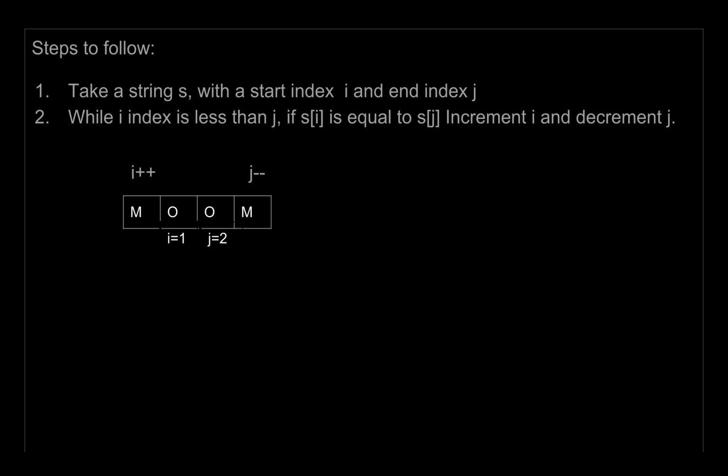Again we compare their values and we do this till i is less than j, that is i and j do not cross each other, or till values at corresponding indices are equal. We see that values at i and j indices are equal, so we move forward and now i becomes equal to 2 and j becomes equal to 1. So i is no more less than j, that is they have crossed each other. We stop here and declare that the given string is a palindrome. Let's go to an IDE and convert this logic into a running code.